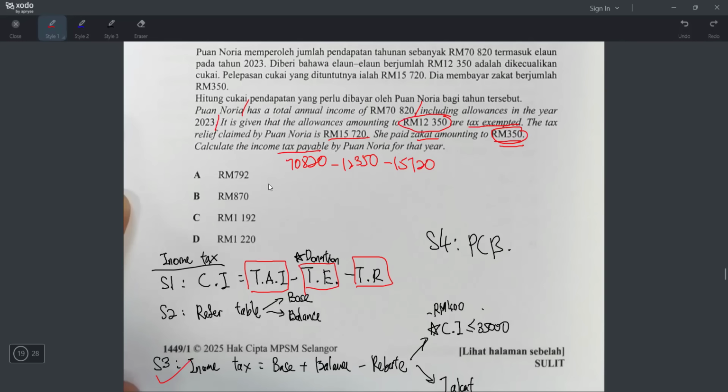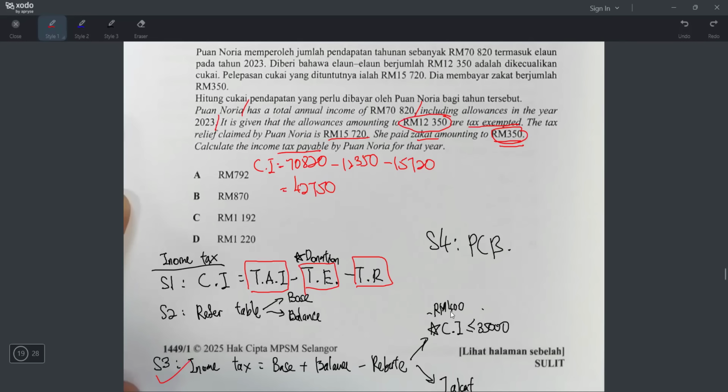Okay, so let's find out our CI first. So press all this. So what is 70,820 minus 12,350, and then minus 15,720? Okay, my calculator gives me 42,750. And as you can see, this person will not get the 400 rebate later.